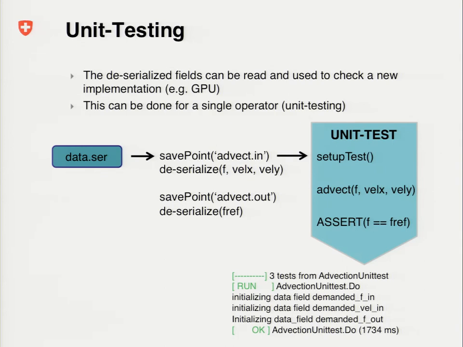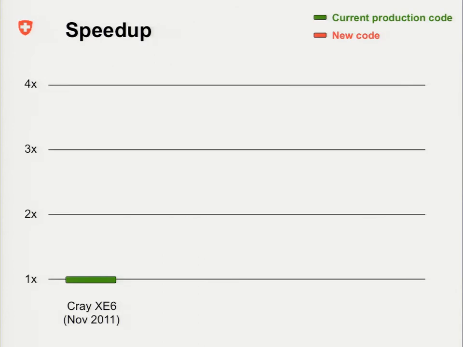So you can have your rewritten code, which would be your code running on the GPU, and you can read the information from the file. You read the input, you set up the test, you run your operator on GPU, or your rewritten operator, and in the end you assert that the result is equal to the reference or is within a certain error threshold of your reference. And you can do that for small code units. That really helps you a lot in speeding up the process of porting to GPU.